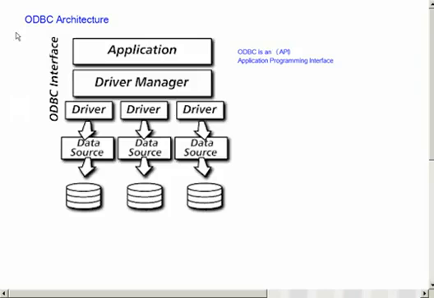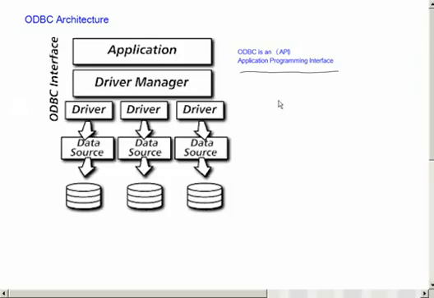The first one is ODBC, and ODBC stands for Open Database Connector, and this is the ODBC architecture, if you would. Essentially what you have is an application. That application will be able to interface with a series of APIs. Now, when I say API, it means Application Programming Interface.